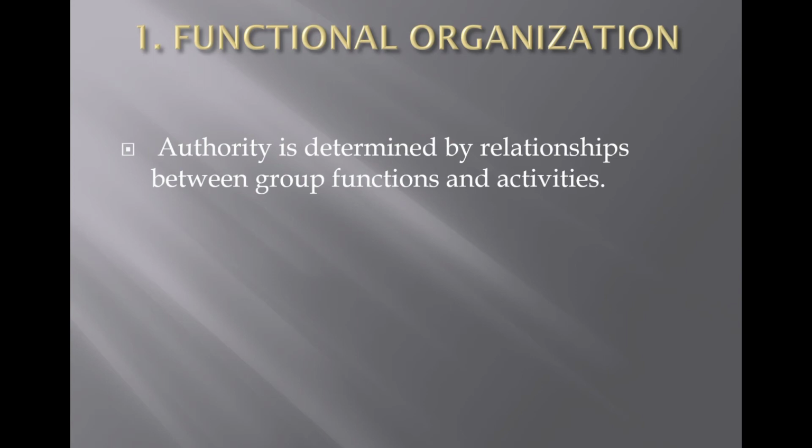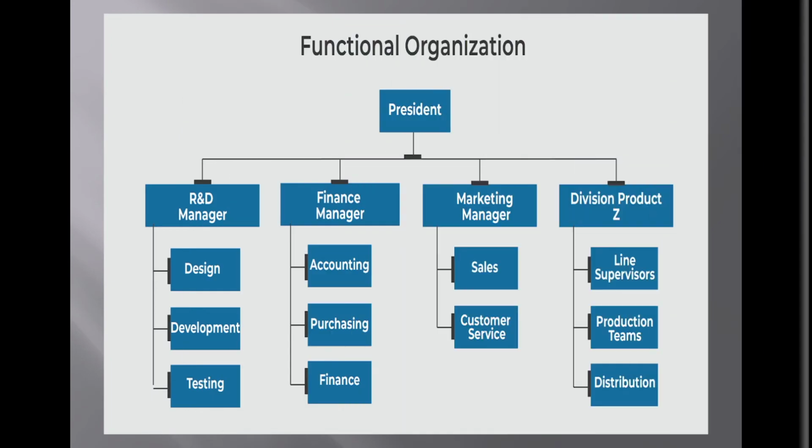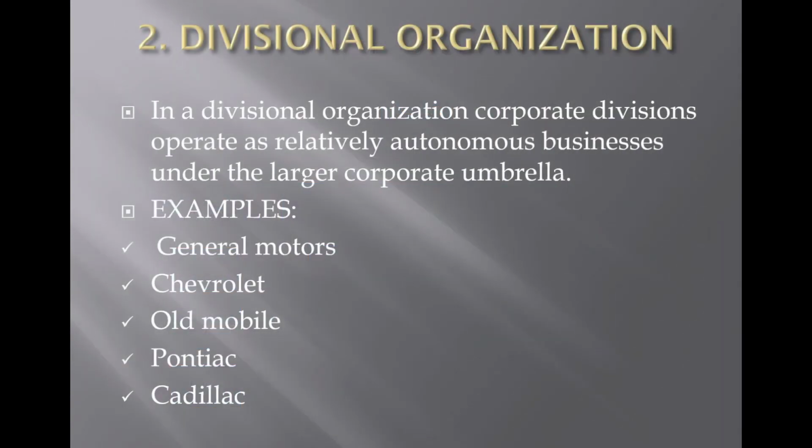In a functional organization, authority is determined by the relationship between groups, functions, and activities. A functional organization is a common type of organizational structure in which the organization is divided into smaller groups. Meron akong example sa screen. Nakita dito na ang isang organisasyon ay nahati into smaller groups. Sunod naman is ang divisional organization.